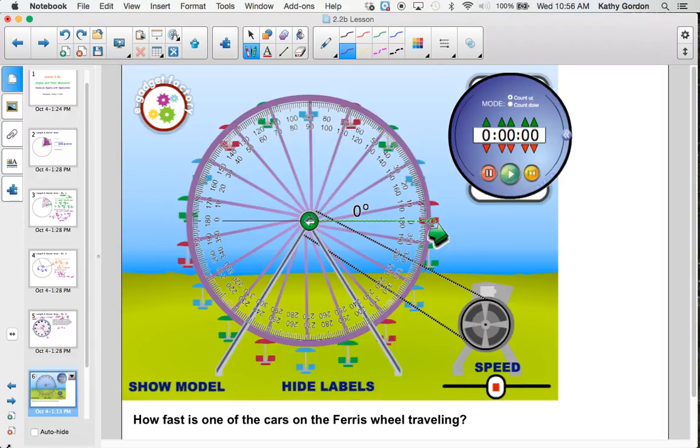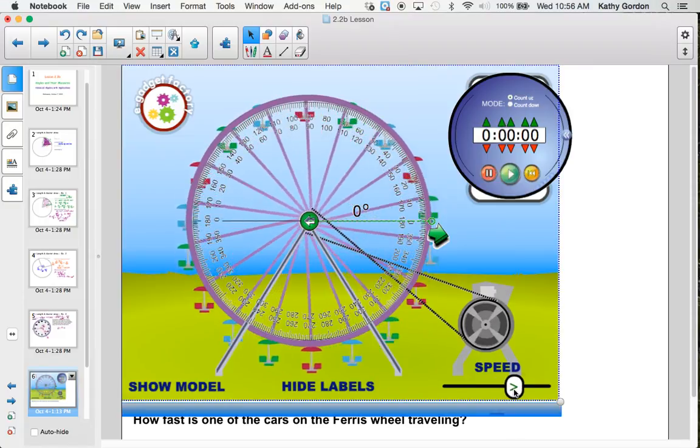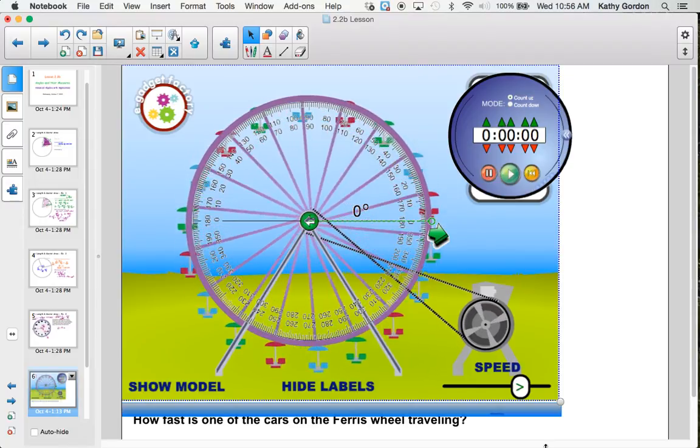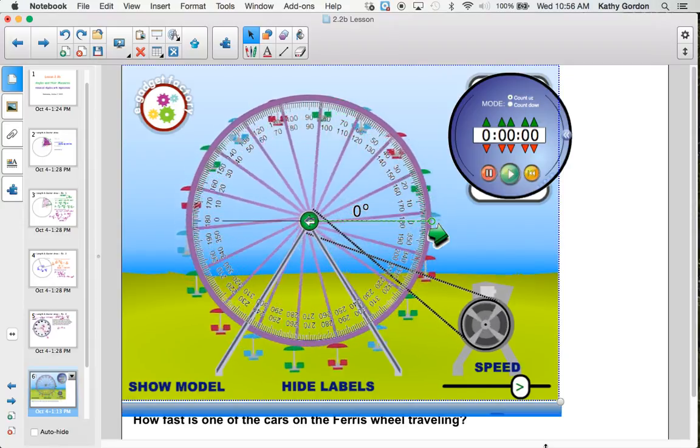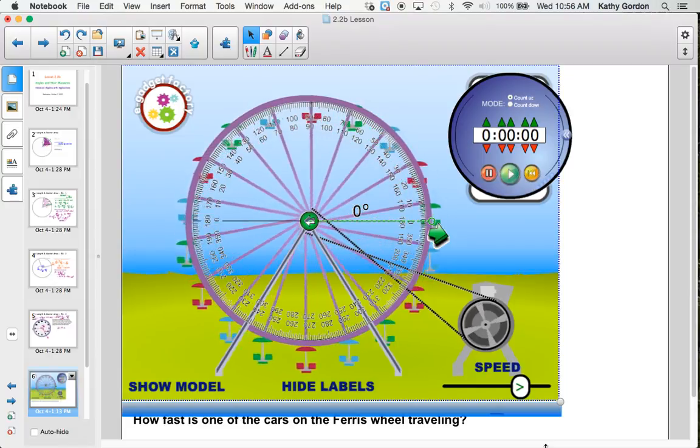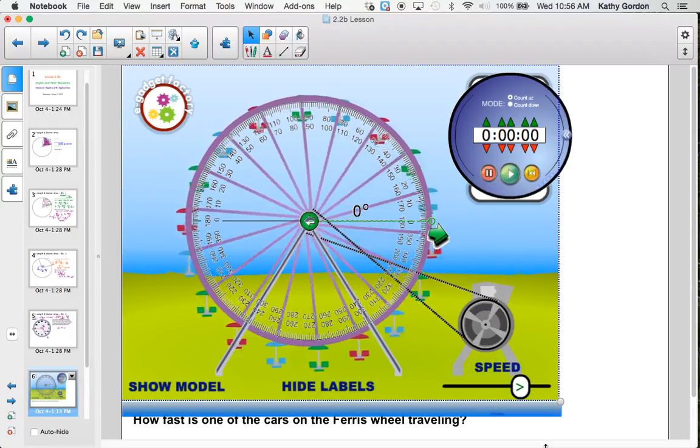So what we have up here is a Ferris wheel. And over top of the Ferris wheel, I have overlaid our 360-degree protractor again, so that we can see. All right, so our Ferris wheel is actually rotating around. We've got the little cars with kids screaming. All right, so this is rotating around our 360-degree circle like a Ferris wheel would.